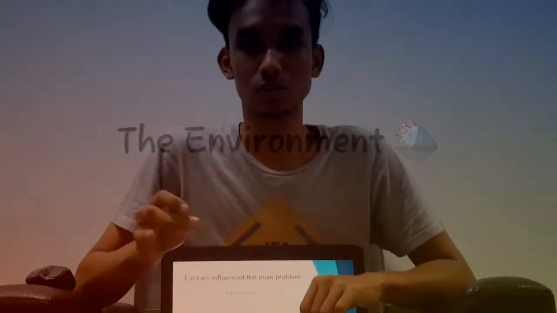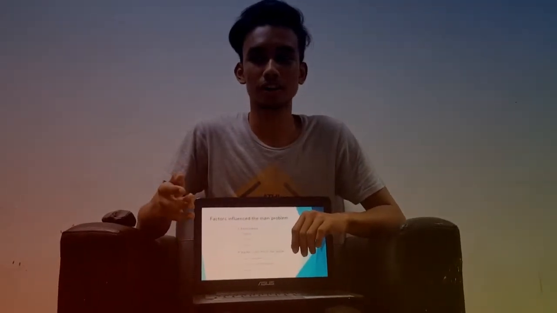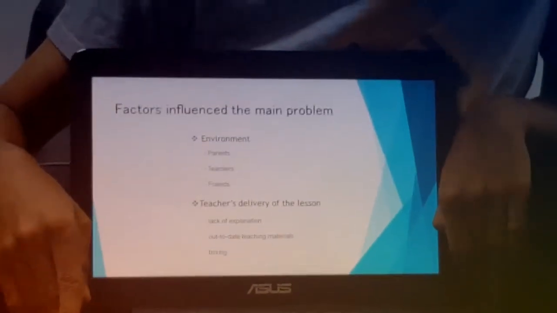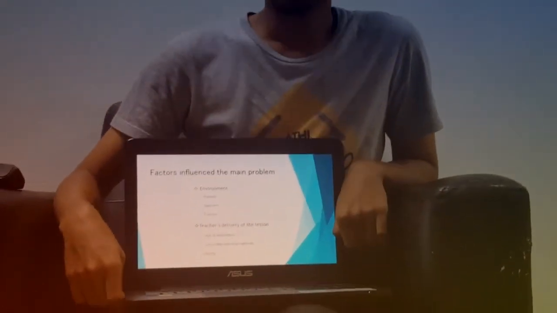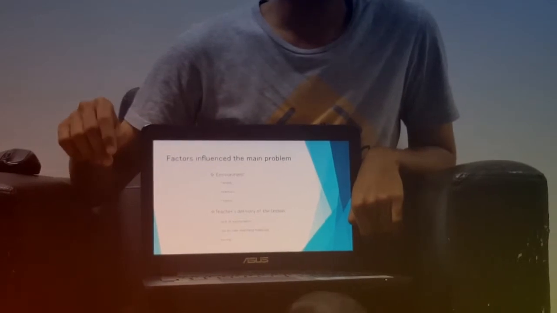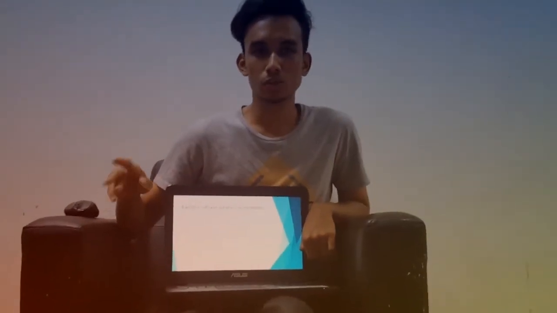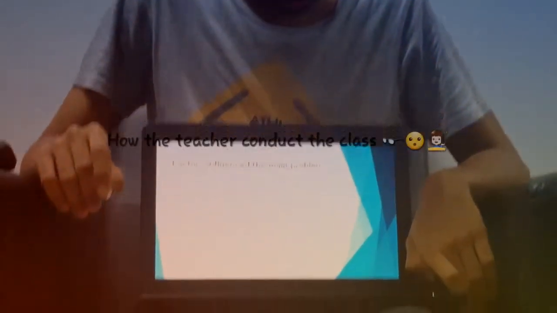The environment around the students, for example, at home, their parents might not use a new language. The environment around the students itself, for example, when they are at home, they talk to their parents and use Bahasa Malaysia. So let's move to the second factor, which is the teacher's delivery of the lessons.